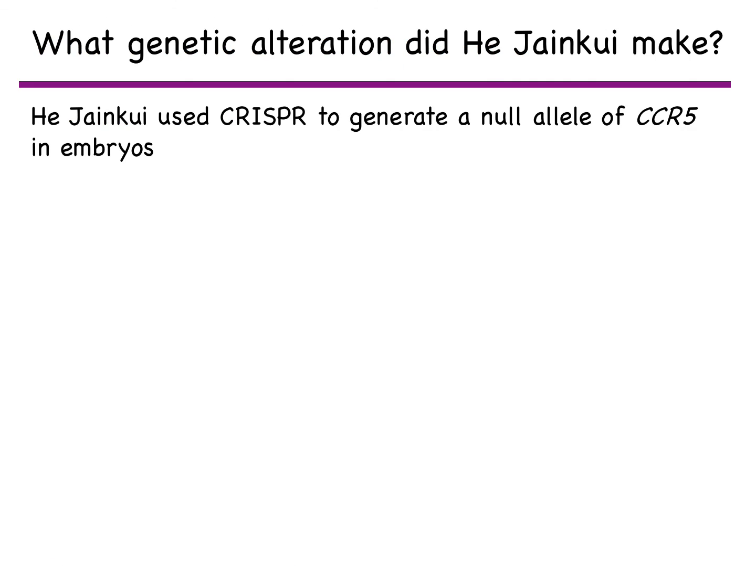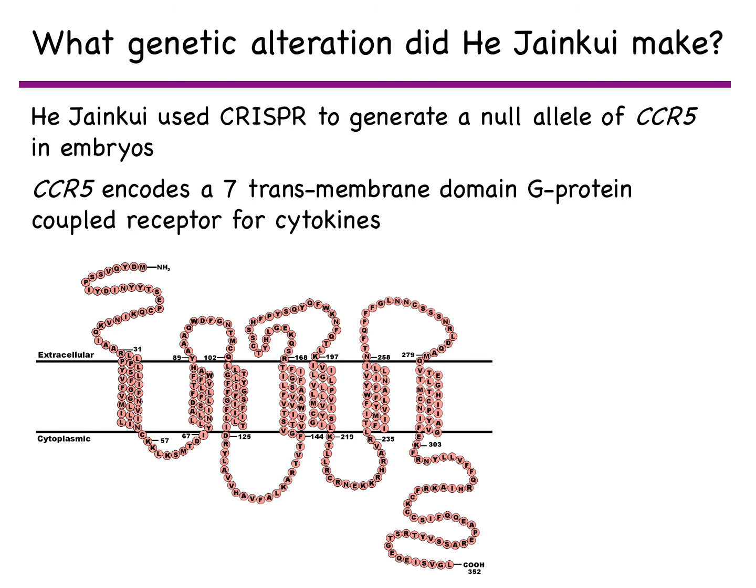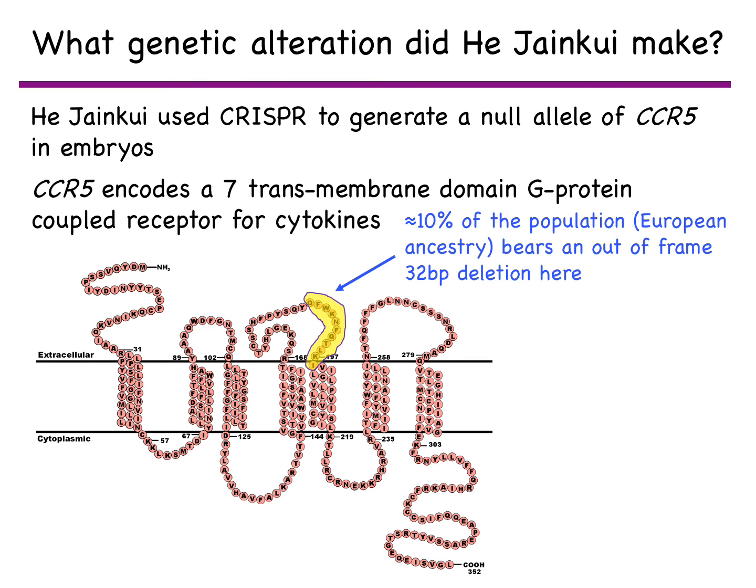So he actually used CRISPR to generate a null allele of CCR5 in embryos. So we talked about this already. I said I would come back to it a little bit later. CCR5 encodes a 7-transmembrane domain G protein coupled receptor for cytokines. And it turns out that there's an allele of this in the population where a portion of the sequence is deleted. So about 10% of the population of European ancestry bears an out-of-frame 32 base pair deletion at this site that I've highlighted in yellow. So only a small truncated portion of the protein is made, and the protein that's made is not functional. It turns out that homozygotes for this allele are resistant to HIV infection, and the reason why is based on something I told you already.